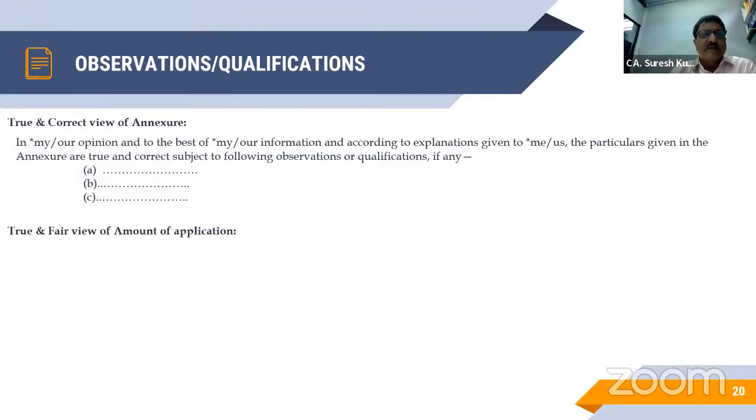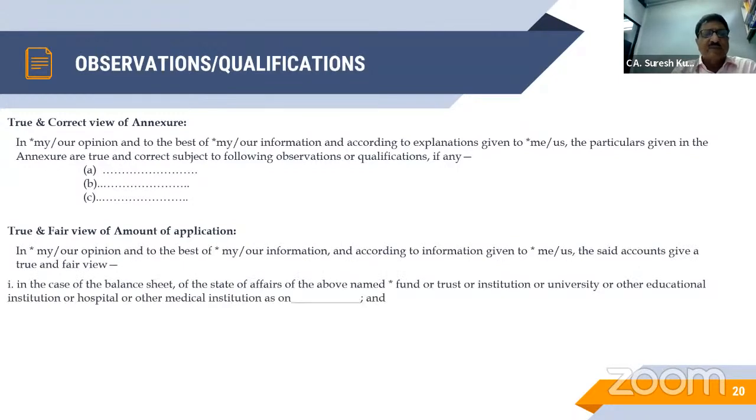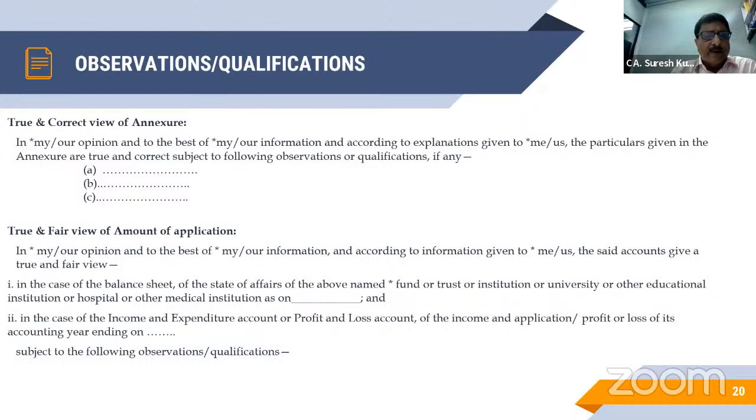And similarly, for the true and fair view of the amount of application, again is the same format, and they give a subject to. They are mentioning different rows, and these rows can be increased up to our liking. So we need to use this qualification, because this is not only qualification, these are also observations.